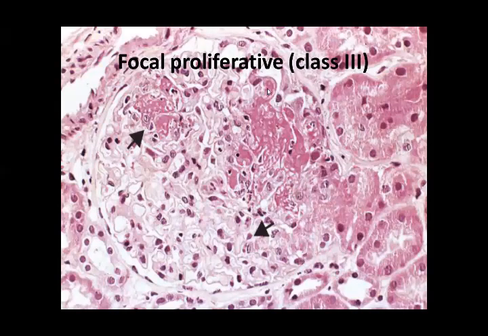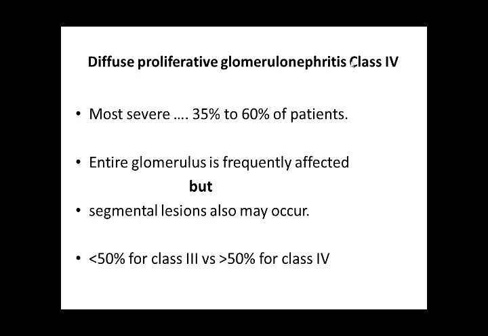Focal proliferative, which was class 3. You can see focal proliferation here. Diffuse proliferative, class 4. 30 to 60% of the patients fall in class 4. The entire glomerulus is affected, but segmental lesions may also occur. Less than 50% fall into class 3 and more than 50% fall into class 4. That is unfortunate. So advanced lesions are more common.